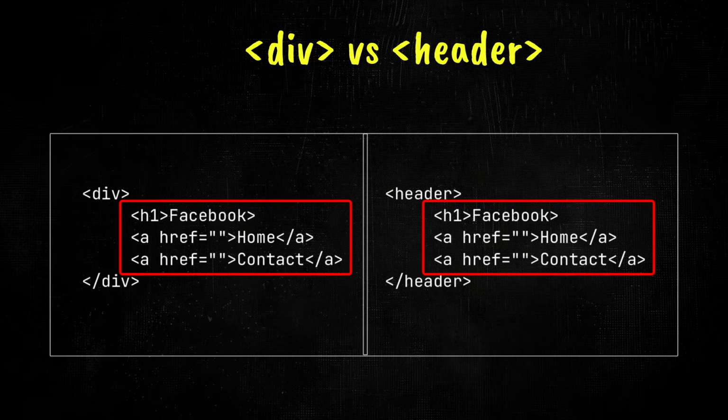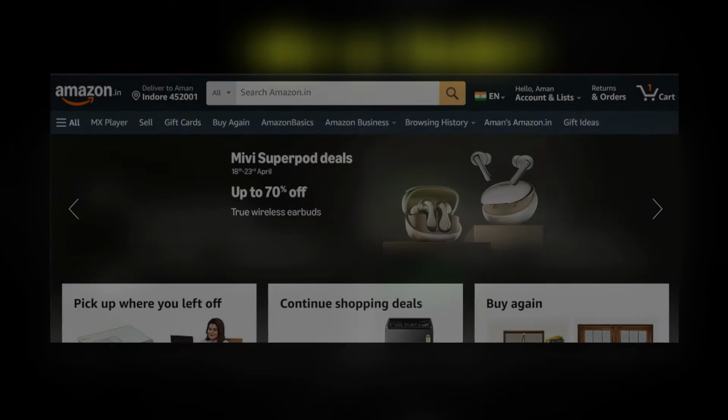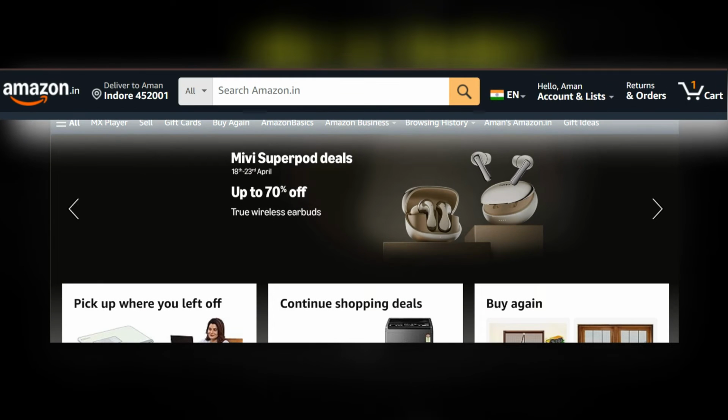Both can be used to group the child elements, right? But when developers look at a div, there's no clear idea what it's for. It's just a plain box. On the other hand, when you see a header, you immediately understand, okay, this is probably the top section of the page. Maybe it contains the logo or the navigation links, right?